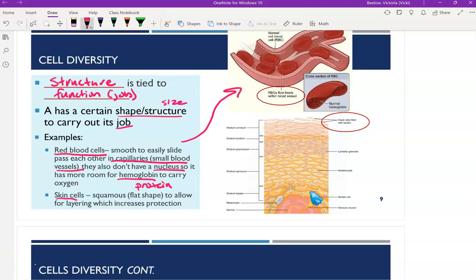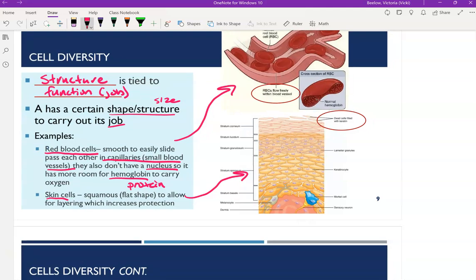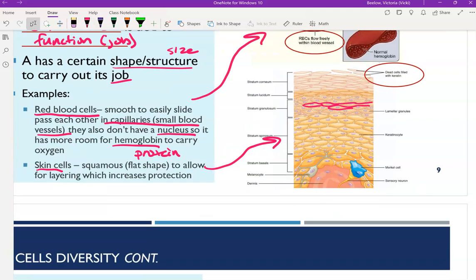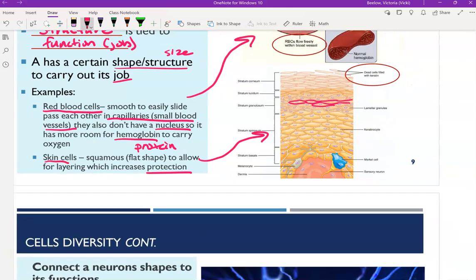Versus skin cells, which have a very flat structure, and they can form all of these layers because of that flat structure. We call this squamous. Again, because of this, they can easily stack on top of each other to form these layers, to form a protective barrier between the inside and outside of your body. So that's why they have that shape.